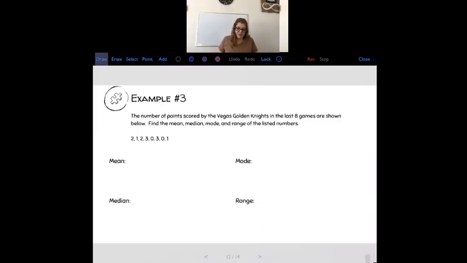The number of points scored by the Golden Knights in the last 8 games are shown below. Find the mean, median, mode, and range of the listed numbers. So again, we'll write our numbers in smallest to biggest. Typically I do that first, just because I know once they're in order, I can get everything else that I need.